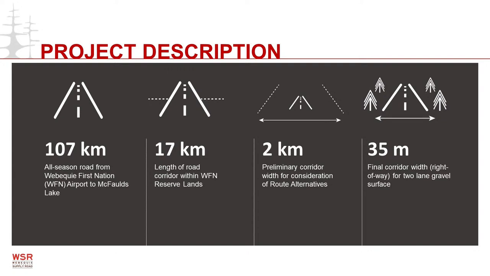And then we have what we call a planning corridor that we work within. So we have a preferred corridor for the project, and we'll get into this as we go through the presentation. But that preferred corridor is 2 kilometers wide. And within that 2 kilometer width, we look at route alternatives. And then the actual cleared area, the final corridor width, is planned to be 35 meters for a 2-lane gravel surface road.